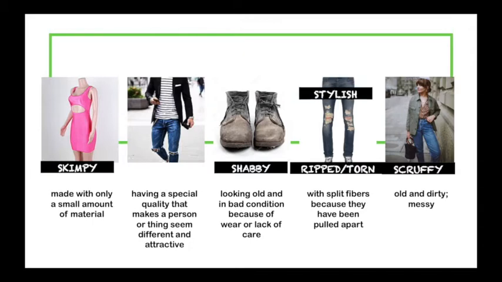And then finally, someone who is stylish, or clothes that are stylish, have a special quality that makes a person or that thing, the clothes for example, seem different and attractive. All right, so these are all the words that come with activity 2. So let's go back now to the activity and see what we can do.